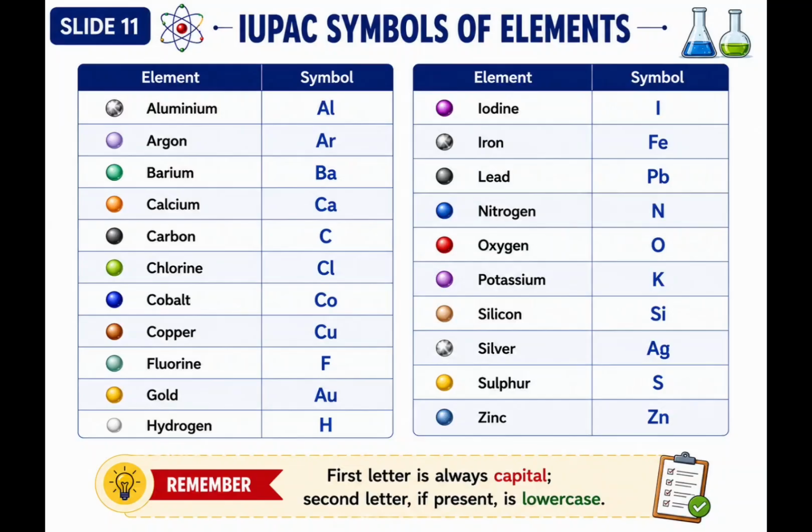There is one important rule: the first letter must be capital. If there is a second letter, it must be a small letter. For example, Co means cobalt, but capital C, capital O means something completely different when written as a chemical formula: carbon monoxide. So be careful with capital and small letters. In chemistry, even a small letter can change the meaning.